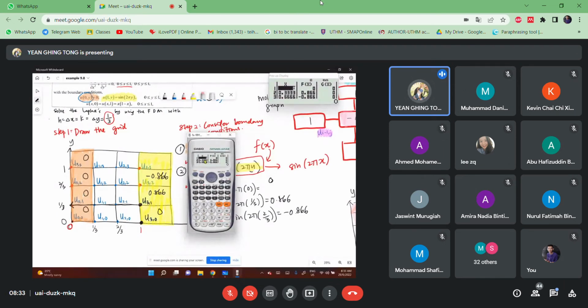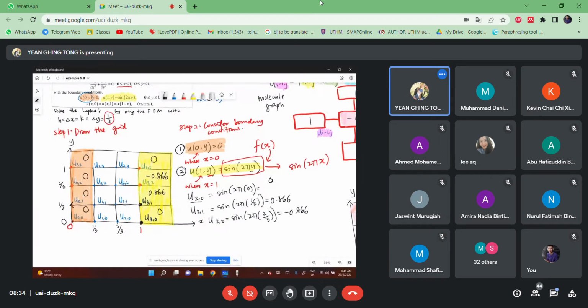When y is 0, u is also 0. When y is 1/3, the value of u is 0.866. When y is 2/3, that means 0.6667, the value of u is negative 0.866. And when y is 1, the value of u is 0. So this is 0. Okay or not?